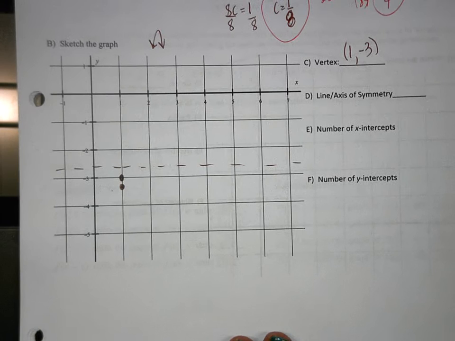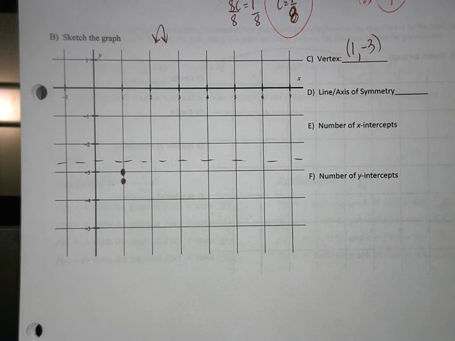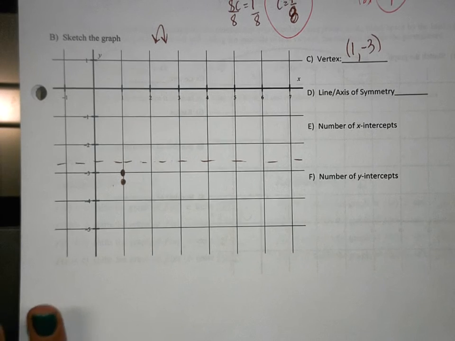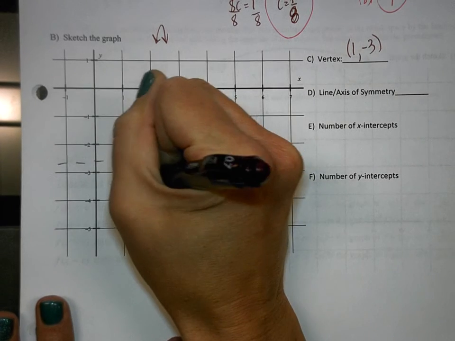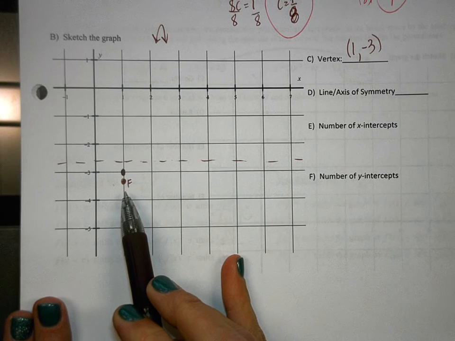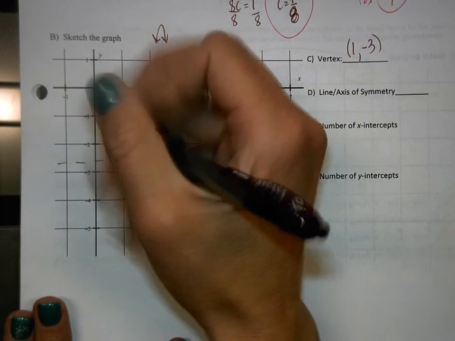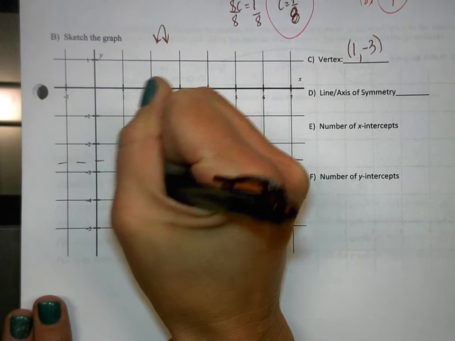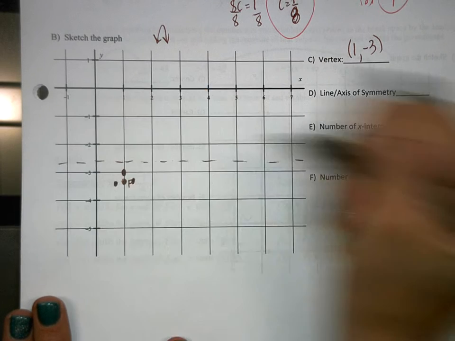Okay, so we went up our C value for our directrix, down for our focus, and that means that from my focus, we have to go 1/4 to the right and 1/4 to the left, and then we can draw our curve.